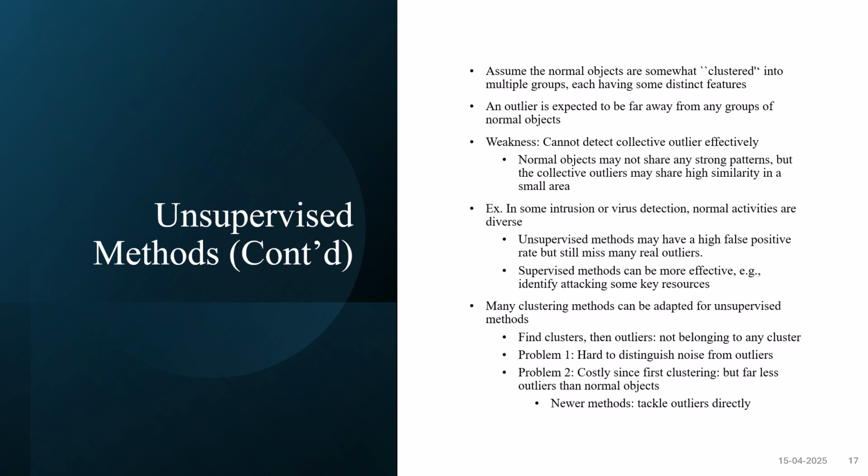For example, the normal objects do not share any strong patterns. Instead, they are uniformly distributed. The collective outliers, however, share high similarity in a small area. Unsupervised methods cannot detect such outliers effectively.